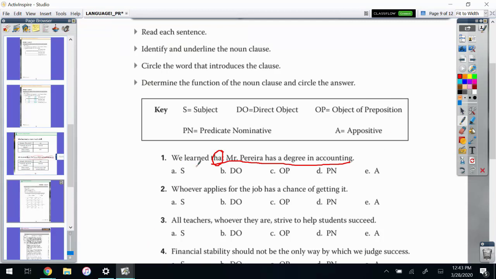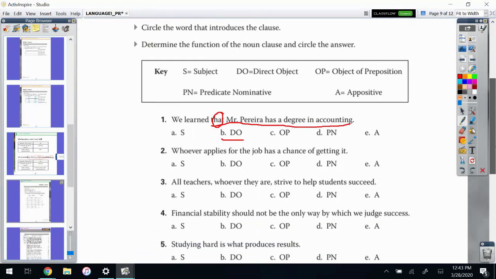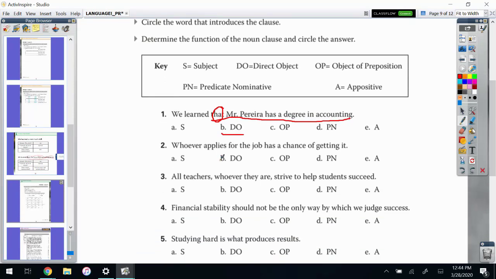So who did it? We. What did we do? We learned. What did we learn? That Mr. Perea has a degree in accounting. So it's a direct object because it describes what we learned. Number 2, whoever applies for the job has a chance of getting it. Whoever applies for the job is our noun clause. Whoever starts our noun clause. And in this sentence, it answers the question, who or what did it? Whoever applies for the job did it. So it's a subject.